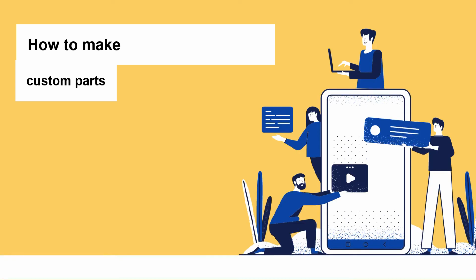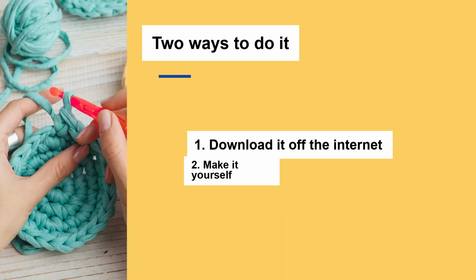Right, let me explain how to make a custom part. There are two ways to get a custom part. The first is to download one off the internet. The second is to build it yourself from scratch. I'll go through them one at a time.